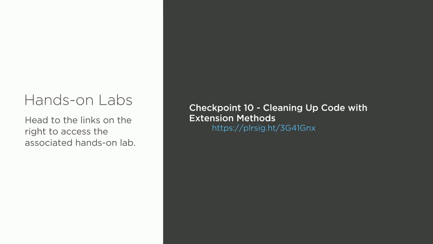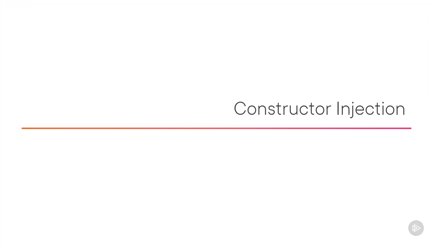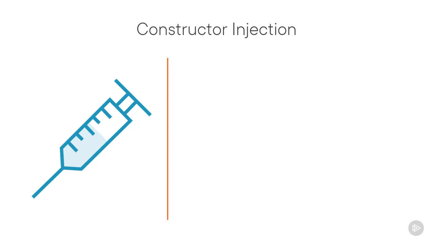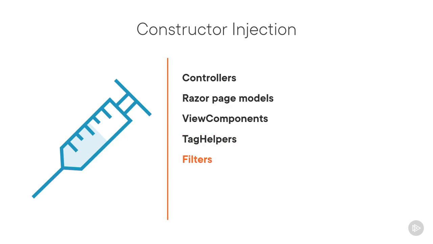So far in this course, we've seen that dependencies can be injected via constructors. Constructors will likely be the most common place where services are injected and resolved in your own applications. You can inject dependencies into the constructors of controllers, Razor page models, view components, tag helpers, filters, middleware, and more.